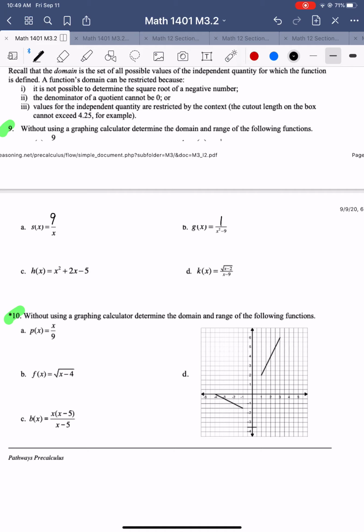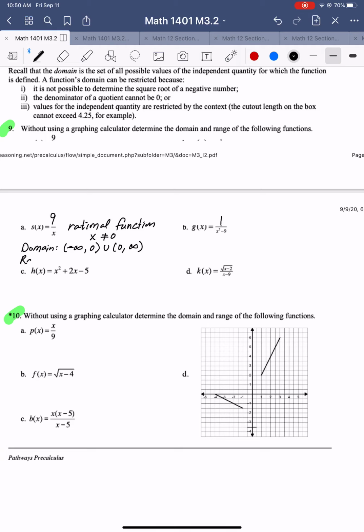Okay, the function a is a rational function. So when you see the x in the denominator, we have to be careful, because the denominator cannot be 0. If you have a 0, you get 9 over 0, which means undefined. So all real numbers are fine except the 0. So the domain will be all real numbers except the 0. Not including the 0 means a parenthesis, 0 to infinity.